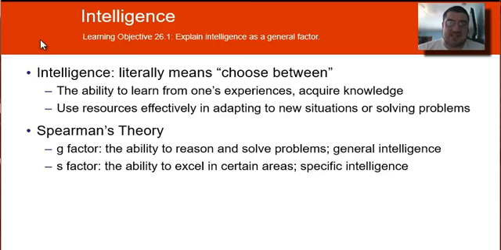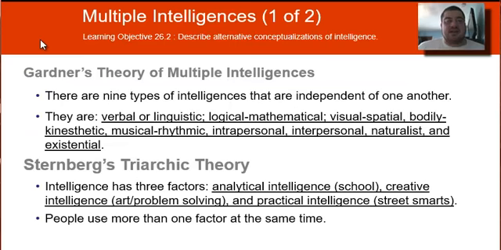One is Spearman's theory. This is probably one of the oldest. And Spearman said that you have different factors of intelligence, a G factor and an S factor. The G factor is your ability to solve problems and reason, and it stands for your general intelligence. And then the S factor is your ability to excel in specific areas, known as your specific intelligence.